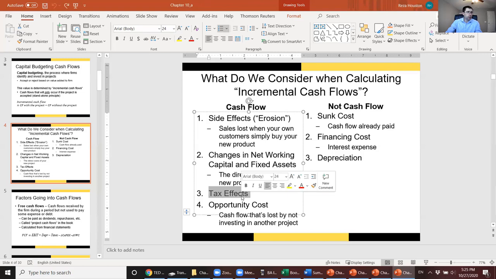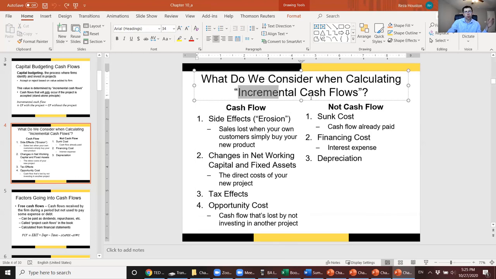Next, there are any tax effects. Let's say a project would decrease our taxes. Let's say we're engaging in an environmental project that would give our company tax credits that would reduce our tax liability. That would be a benefit to us. And then finally, opportunity costs. If we are investing in this project, but we could have invested in another project that would have offered a large stream of cash flows, that opportunity cost has to be captured in our incremental cash flows, because we want to know how much value this project is adding relative to not investing in this project.